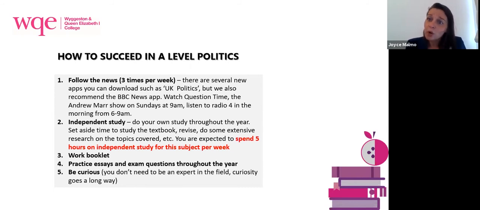You're going to get work booklets, homework booklets when you come in September. You get, of course, a textbook as well. It's a big textbook, but it's very manageable in 2 years. The exams are all essay-based, so there's no coursework. So one of the things that is key for success is to write a lot of essays throughout the 2 years and become confident in writing political essays.